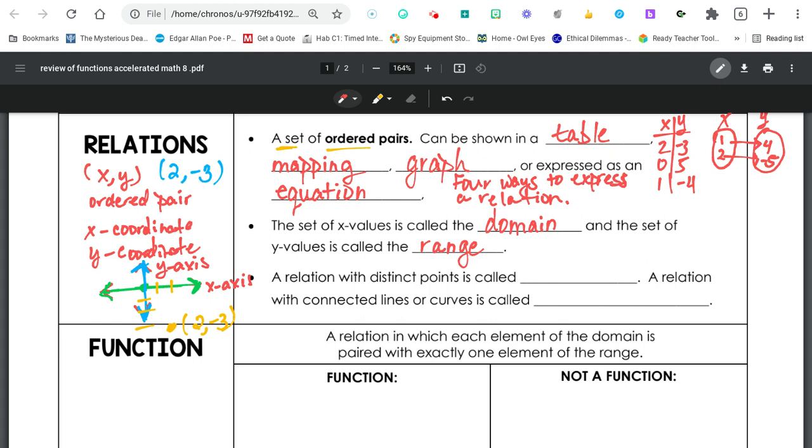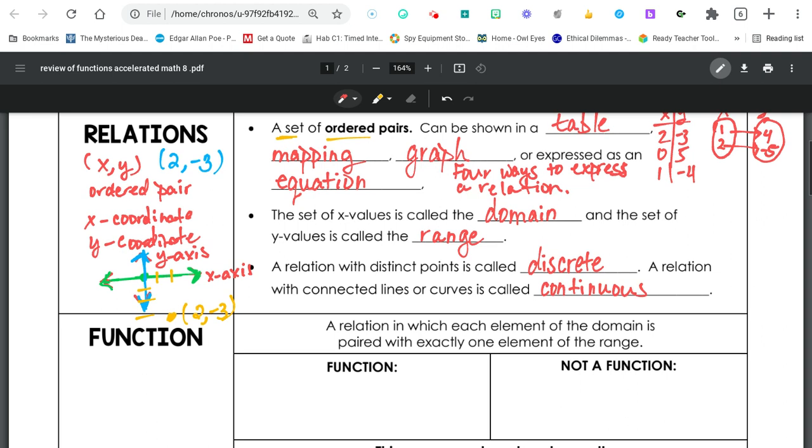All right, a relation with distinct points, distinct meaning you can tell what they are, is called a discrete graph, okay? Or a discrete relation. A relation with connected lines or curves is called a continuous graph or a continuous relation. So let me show you what a discrete graph will look like. This is discrete.